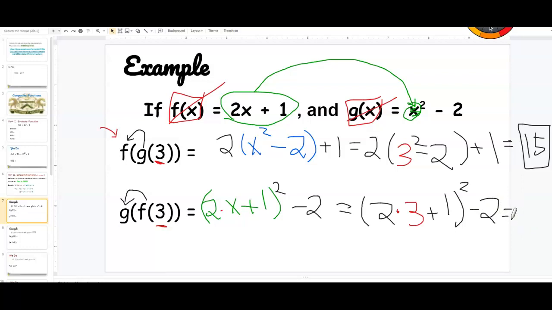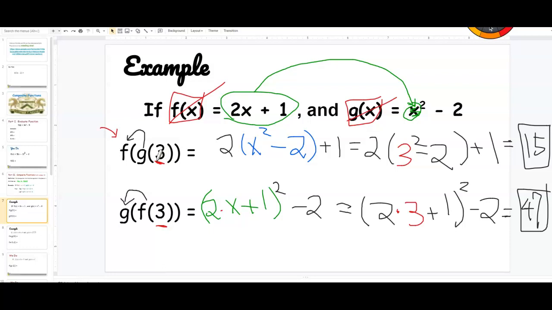And you can calculate it in the calculator, but here let's calculate it ourselves. So inside of the parentheses, multiply first. 2 times 3 is 6. 6 plus 1 is 7. 7 squared is 49. 49 minus 2 is 47. And that's it. Okay? So that's it, f of g of a number.